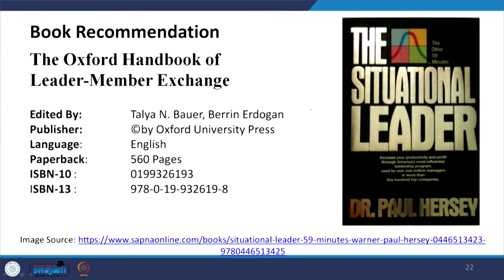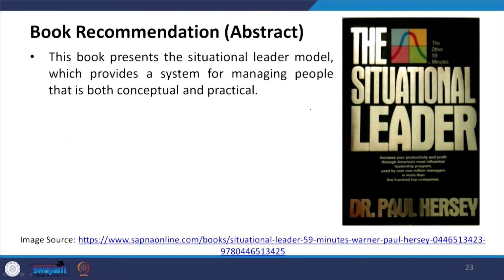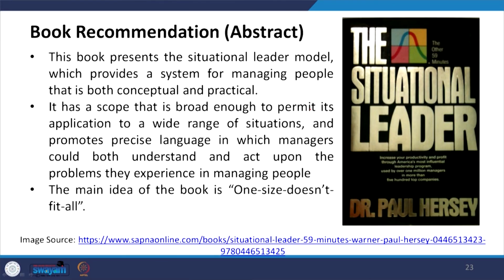So, this is the book, The Situational Leader. Dr. Paul Hersey has written this particular book, and there is also the Oxford Handbook of Leader-Member Exchange among the book recommendations. This book presents the situational leader model, which provides a system for managing people that is both conceptual and practical. It has a scope broad enough to permit application to a wide range of situations and promotes a precise language in which managers can both understand and act upon the problems they experience in managing people. The main idea of the book is that one size does not fit all.